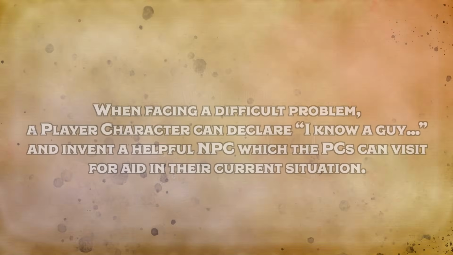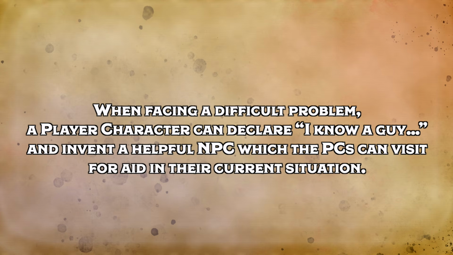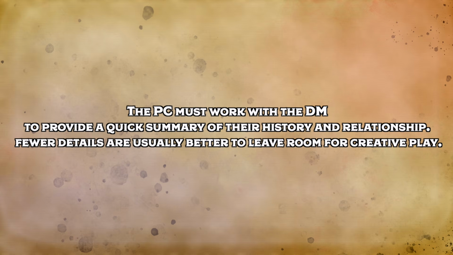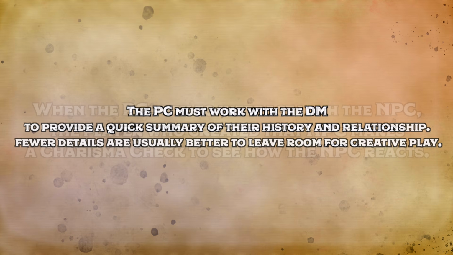The rule works like this. When facing a difficult problem, a player character can declare, "Well, I know a guy," and invent a helpful NPC which the PCs can visit for aid in their current situation. The PC must work with the DM to provide a quick summary of their history and relationship. Fewer details are usually better to leave room for creative play.